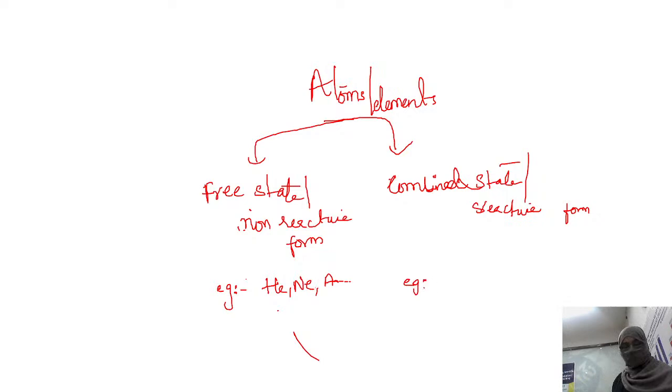And let's talk about the examples which exist in combined state. You will not find hydrogen alone. You will always find hydrogen in the form of H2. You will always find oxygen in the form of O2, or else it will be combined with some other element. You will not find hydrogen alone, nor oxygen, nor even nitrogen. So these elements exist in combined state, and those exist in free state.